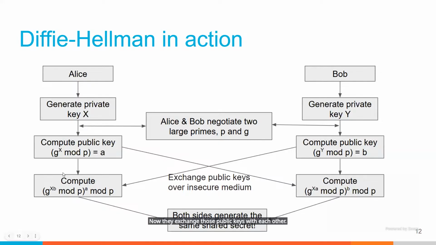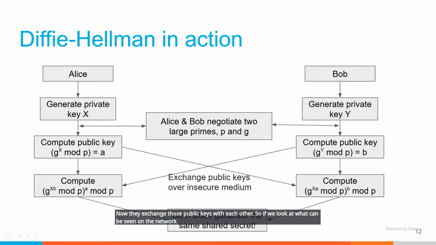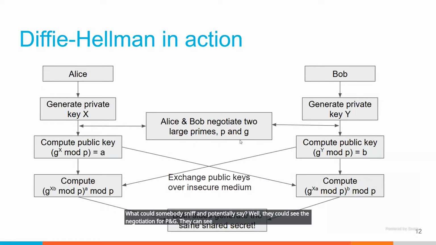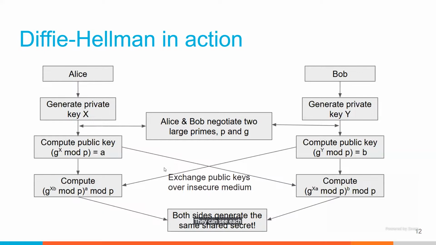So if we look at what can be seen on the network, this untrusted network, what could somebody sniff and potentially see? Well, they could see the negotiation for P and G. They can see what the value of P and G ends up being. That's all negotiated in the clear. They can see each person's public key. Those go by in the clear. This is why quantum computing is a problem for security and encryption.